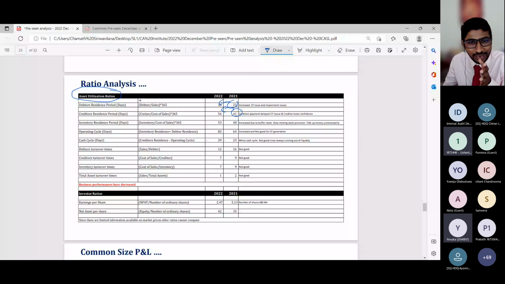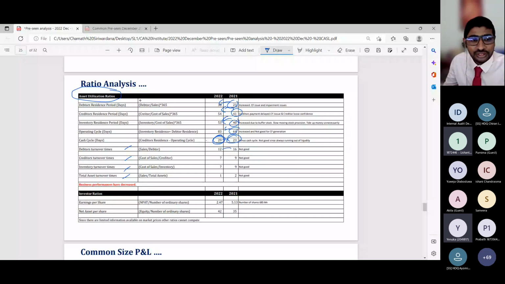Just think about that. Here the inventory residence period also increased, right? So the operating cycle increased and the cash cycle is negative. That is why they have a cash crunch and it is increasing, right? A negative cash cycle means every time you need to borrow funds. It is not a good sign. If you think about the turnover ratios as well, all are not showing a good indication. All have decreased.